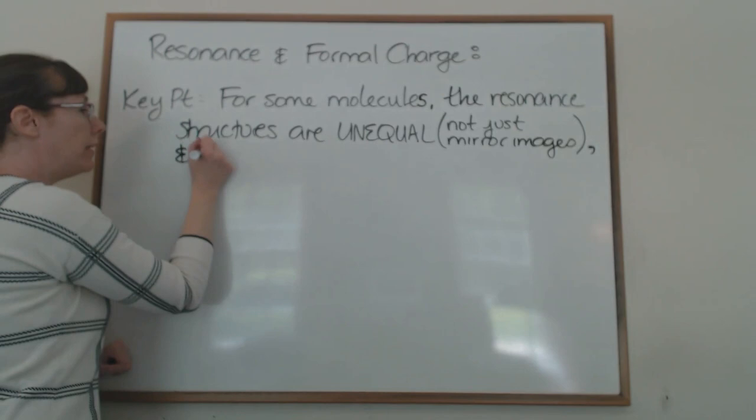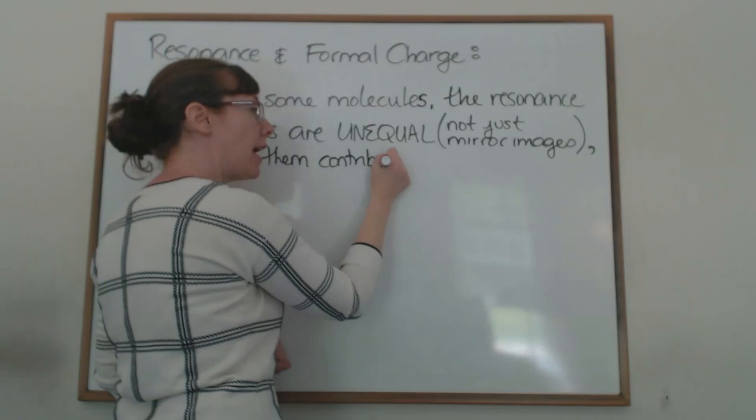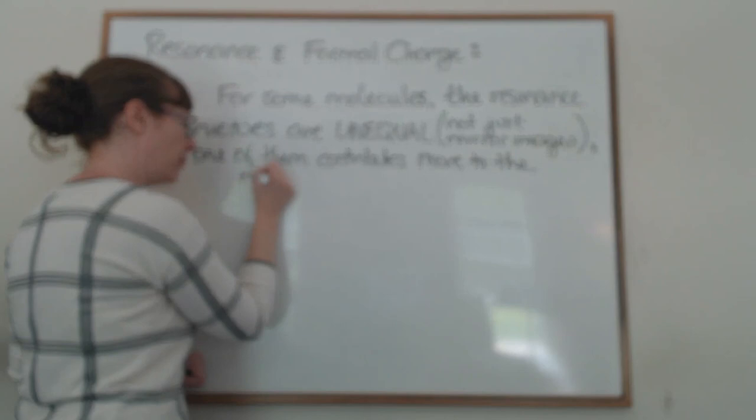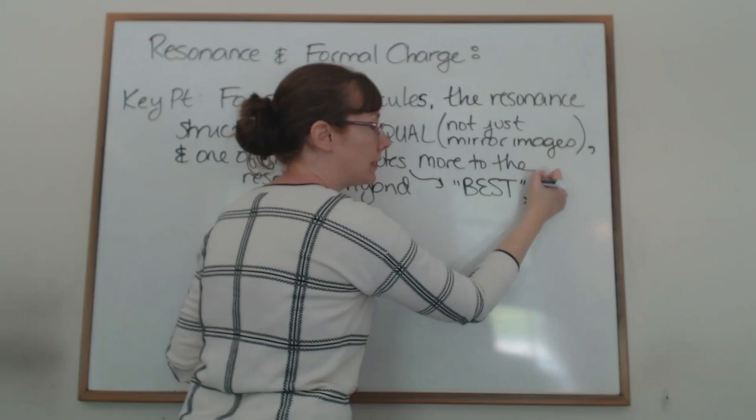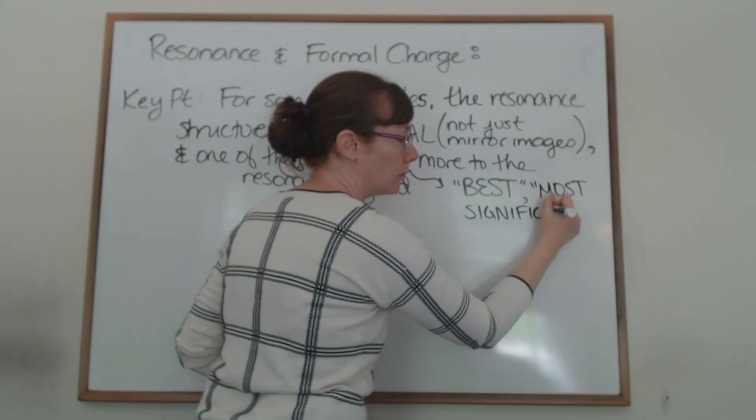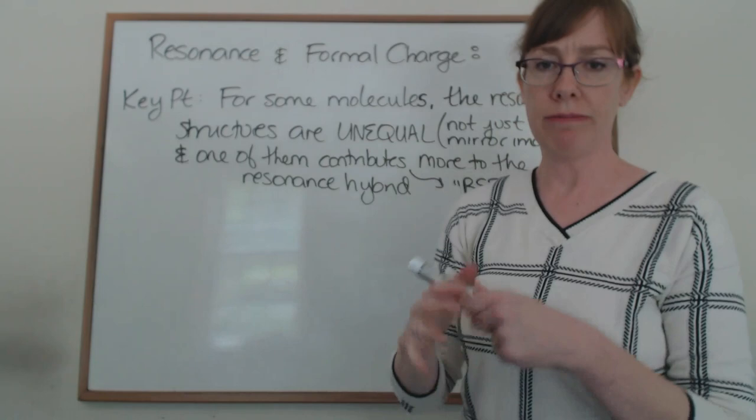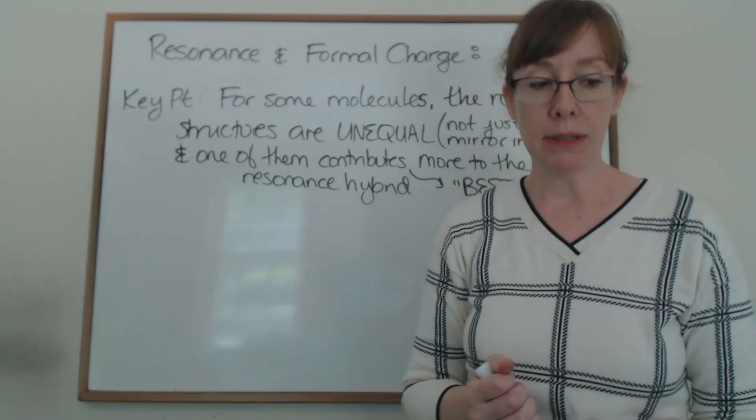And one of them contributes more to the resonance hybrid. The one that contributes more would be deemed the best or most significant Lewis structure, or resonance structure. So it's a little bit conceptual, and I get that. But with an example, hopefully you'll be able to see what I'm talking about.